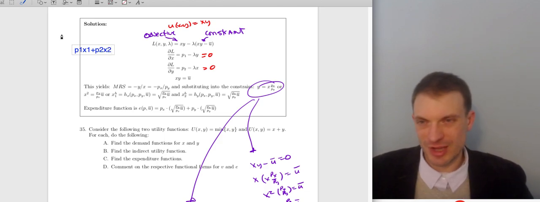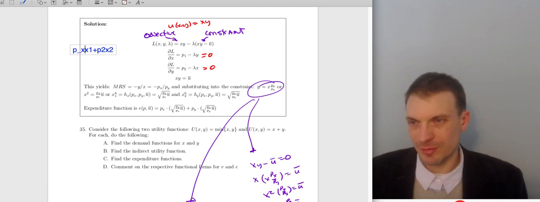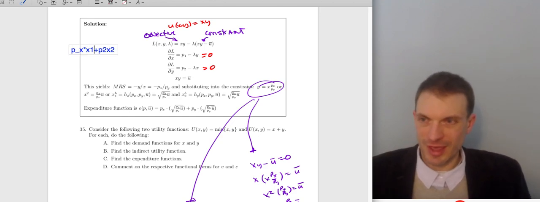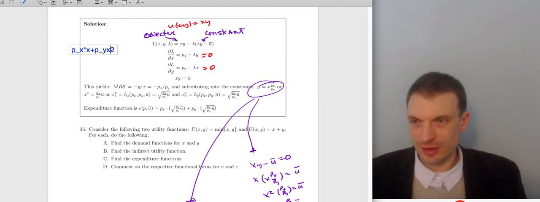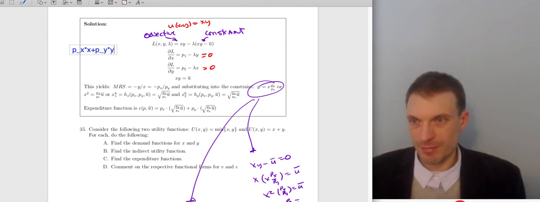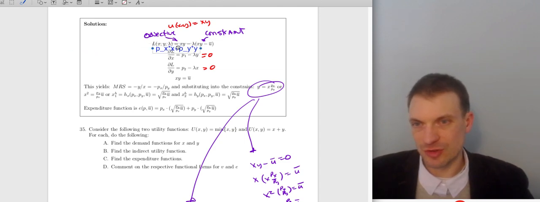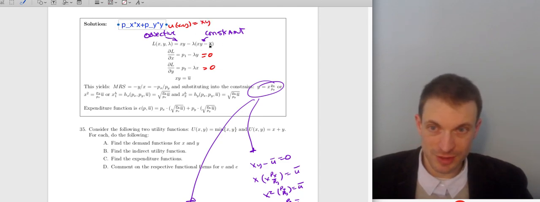So here's my objective. I've done this with x's. This is going to be Px times x, plus Py times y. I should just do this in LaTeX, but I don't have LaTeX open. My objective is going to be my expenditure. I don't know if I can fix that. My objective is I'm minimizing this subject to the constraint of hitting my utility level of U bar.